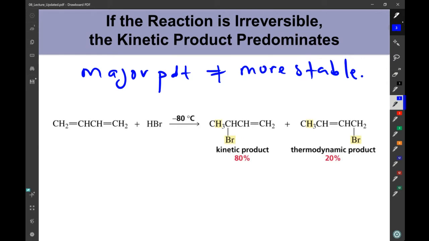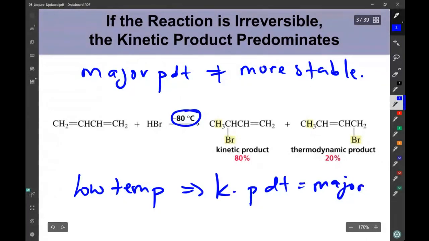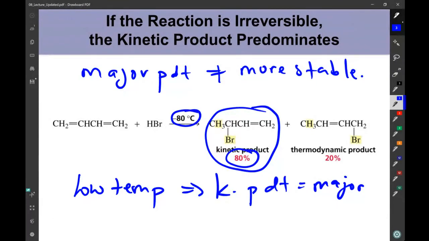So for example, if we run the reaction at low temperature, you'll notice that the kinetic product is the major product. That's the first thing I want you guys to take note of. This is our kinetic product. And you can see with this reaction, we have up to 80% of the kinetic product formed. So low temperature favors the kinetic product.